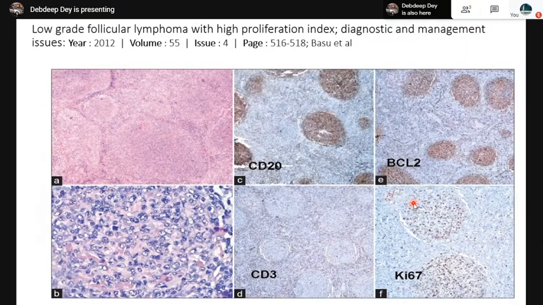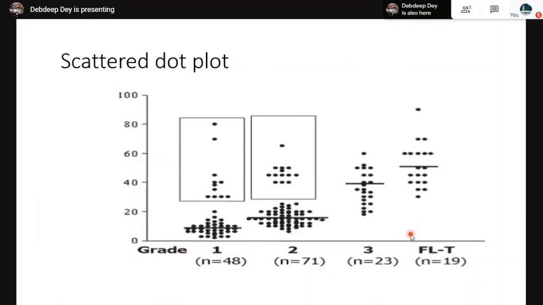So this is a case of low-grade follicular lymphoma with a high proliferation index. This is an entity with very nice, closely packed follicles with attenuated mantle zones, which is positive for CD20, positive for BCL2, but with a high Ki67. So you should alert the clinician that although it is a low grade, this has got a higher or an inferior prognosis.